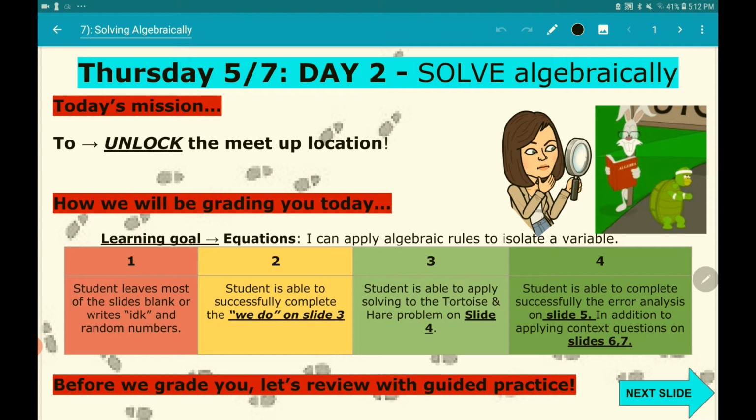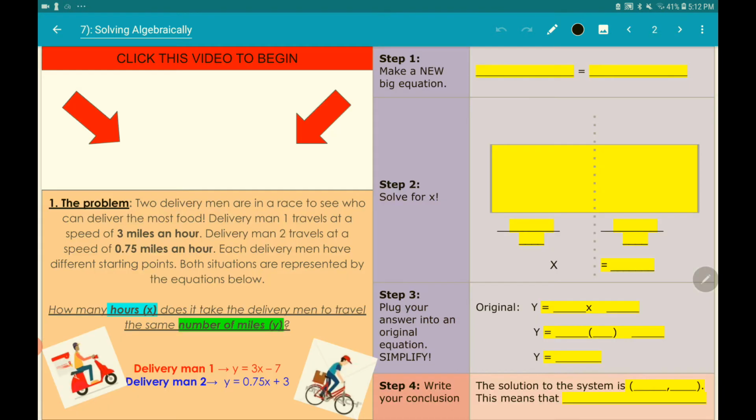For level 1, student leaves most blank of the slides and writes I don't know or random numbers. For level 2, student is able to successfully complete the we do on slide 3. For level 3, student is able to apply solving to tortoise and the hare problem on slide 4. Lastly, a level 4, student is able to complete successfully the error analysis on slide 5, in addition to applying context questions on slides 6 and 7. Before we grade you, let's review with guided practice.